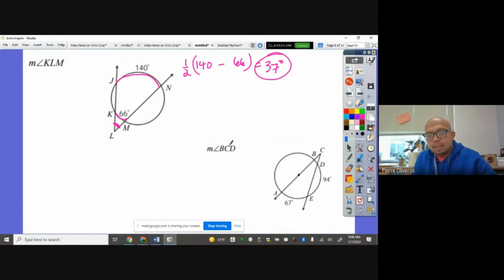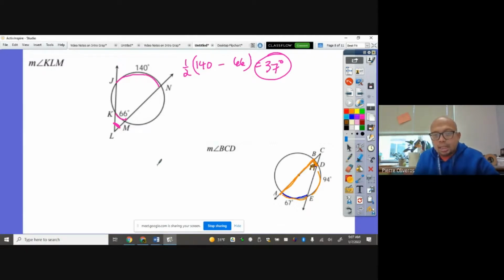So next, the measurement of angle BCD. This is the larger arc. We do not know this, and we do not know the measurement of angle BCD, but there is additional information that this is a diameter, so we know it's 180 degrees. So if this is 67, this is 94, I can get that smaller arc by subtracting from 180. So I'm going to add 67 and 94. That gives me 161, and then I can subtract from 180. That will give me 19. So the smaller arc is 19.